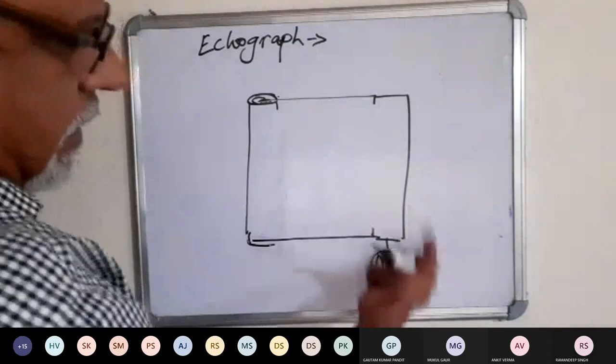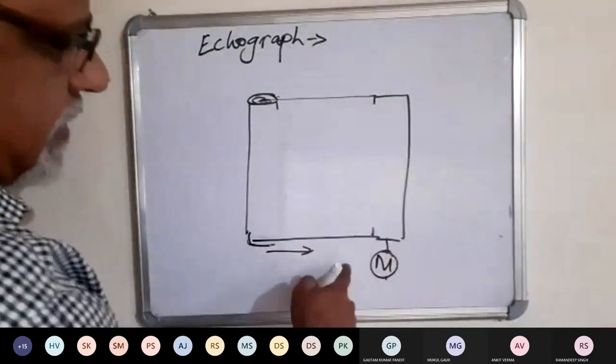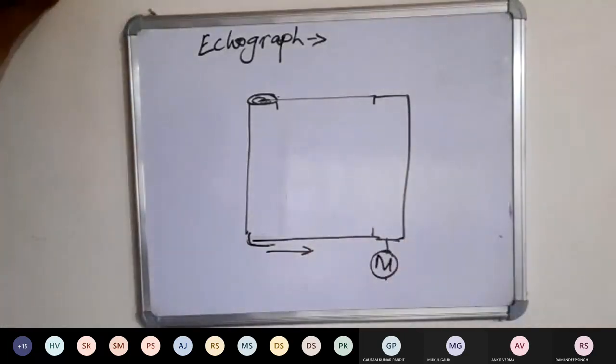When this is turning, of course the paper will be released from this side and it will be taken over by this side, on the right side. So paper is moving on this axis, left to right, x-axis we can see.